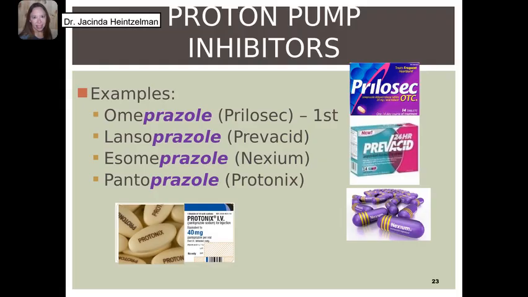Proton pump inhibitors, notice the common theme in the name, those generic names. Prazole is going to be the common theme in the proton pump inhibitors. This is your Prilosec, your Prevacid, Nexium, Protonix. And remember, how do these work? Well, they're going to reduce the gastric acid secretion within the stomach.